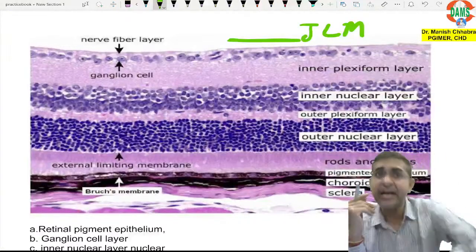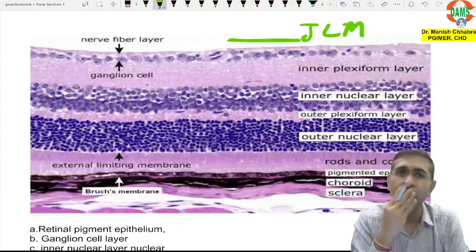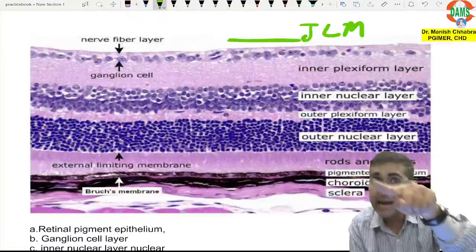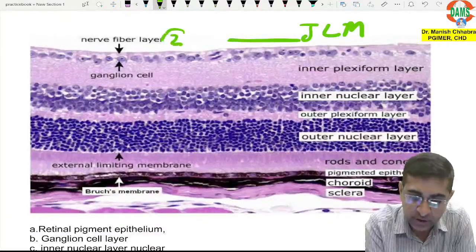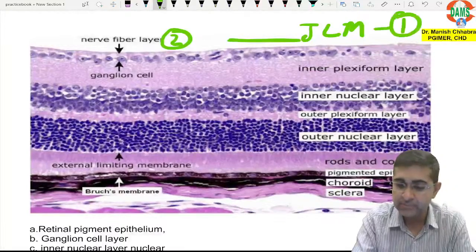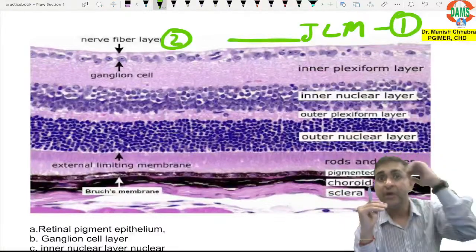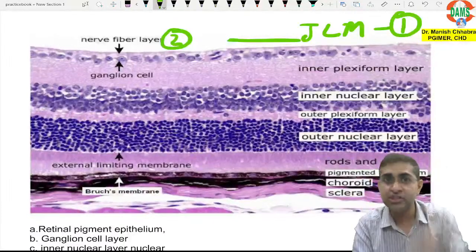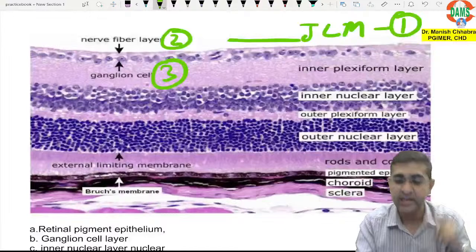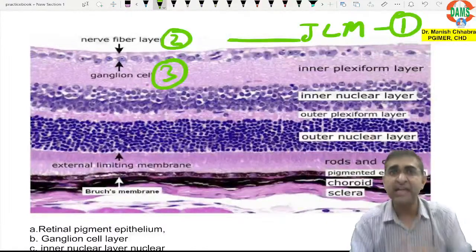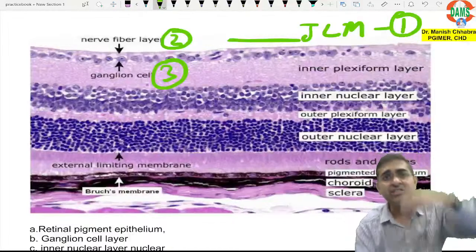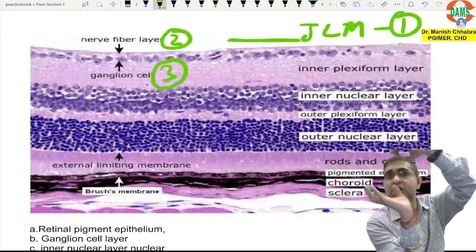And the second layer, which you already know, which you have already read, the one that gets damaged in glaucoma, is your nerve fiber layer. Now, the nerve fiber layer is connected to the ganglion cell layer, which is layer number 3. This ganglion cell layer has a nucleus which you can see. And there is another nuclear layer, which is the inner nuclear layer.